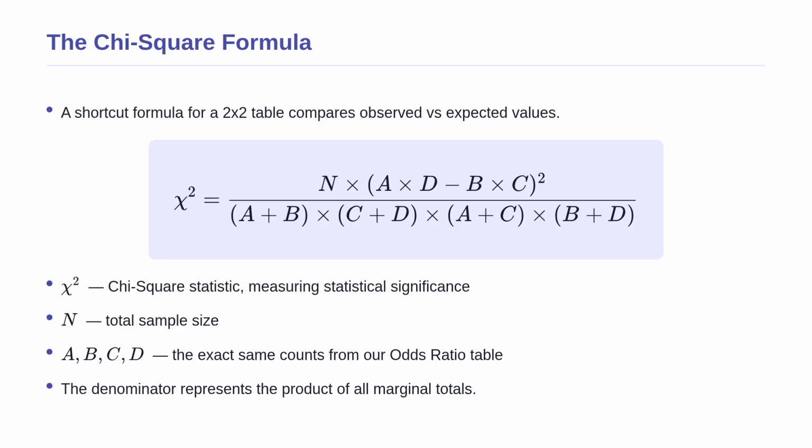The numerator squares the difference of our cross products, amplifying any real genetic effect. The denominator is the product of all the marginal totals, which normalizes the result. A larger chi-square value means the result is less likely to be due to random chance.